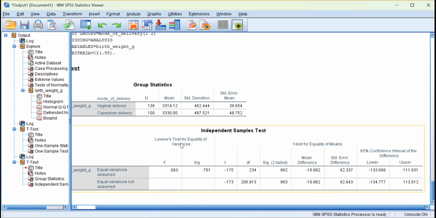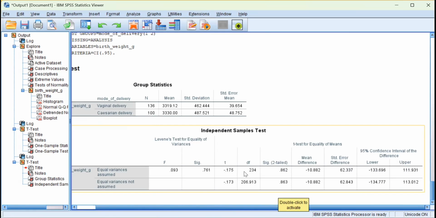So Levene's test is from a statistician, a mathematician, who wanted to talk about these equal variances assumed and not assumed. He came up with a mathematical formula which has been embedded inside this software to bring us this result. And he also had his own hypothesis, and his null hypothesis was that equal variances should be assumed. You understand? And if equal variances should be assumed, the p-value should always be greater than 0.05.